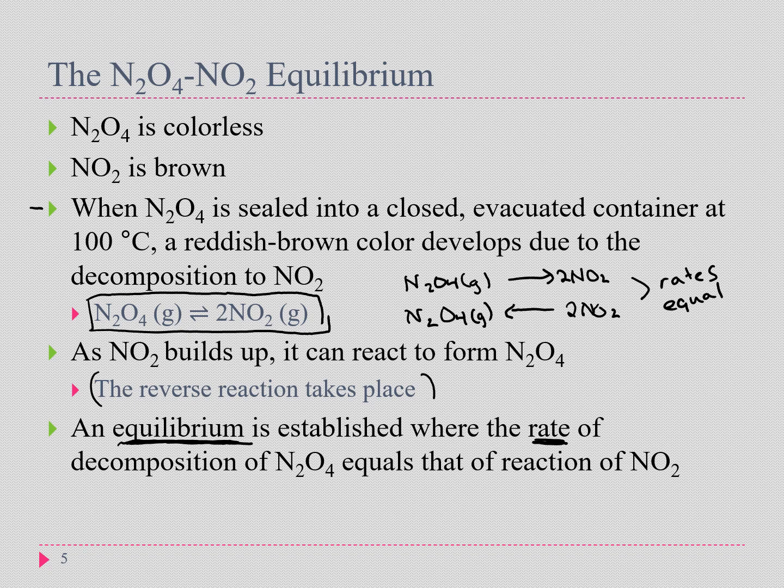It just means that every time an N2O4 is decomposing, at the exact same rate, right, rate being from our previous chapter, two NO2s are colliding to make another N2O4. And so the amounts don't change over time. It doesn't mean that the amounts are the same. It just means that they don't change over time anymore.